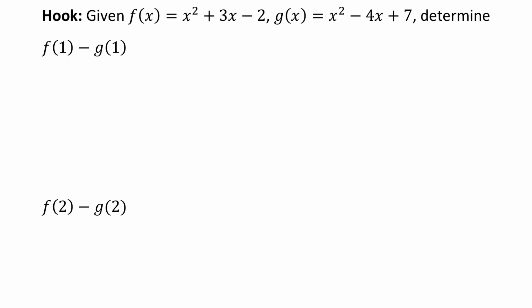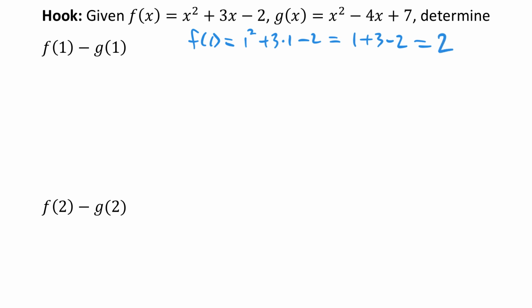In other words, I would like us to find f of 1 first, then find g of 1, and then subtract these two values. So let's go ahead here and find f of 1. Remember, this means that everywhere we see an x, we replace it with a 1. So we're going to get 1 squared plus 3 times 1 minus 2. It's going to be 1 plus 3 minus 2, which equals 2.